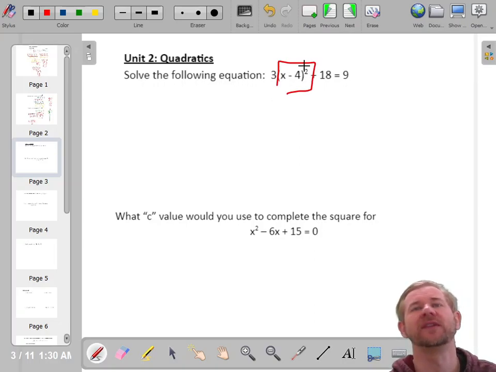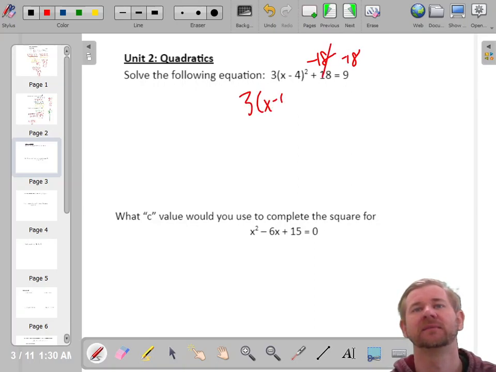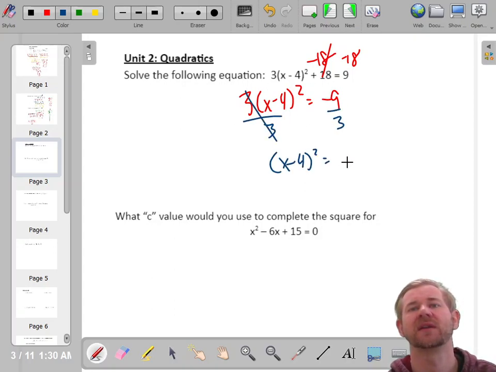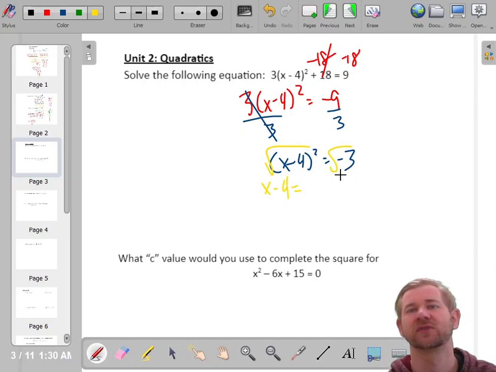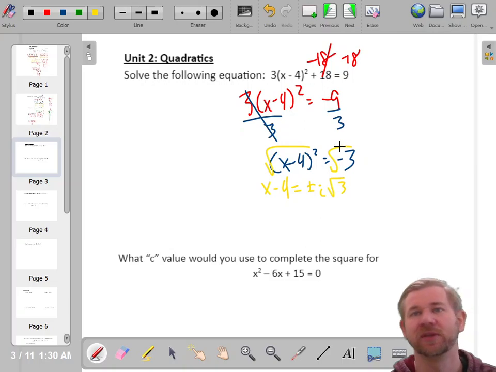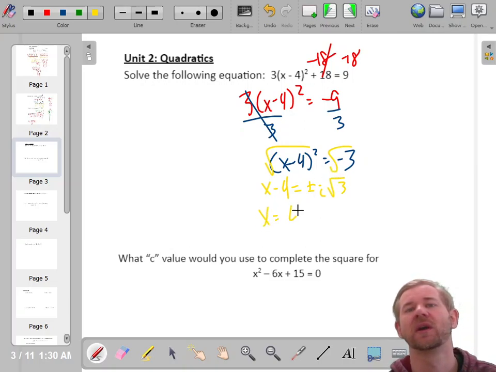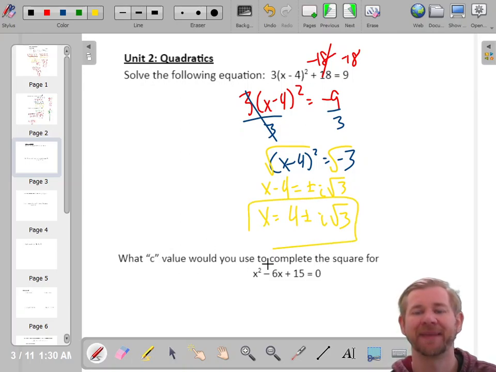So if you're trying to solve this, you want to isolate the squared term, which means you need to first subtract 18. 9 minus 18 is negative 9. Then divide by 3. x minus 4 squared equals negative 3. Now I can undo the squaring by square rooting, and you should hopefully realize that the square root of negative anything is imaginary, and we're just going to say this is plus or minus i radical 3. You can't simplify radical 3, but you can say it's imaginary. And then when you add 4, 4 plus or minus i radical 3. Those are your two imaginary zeros.